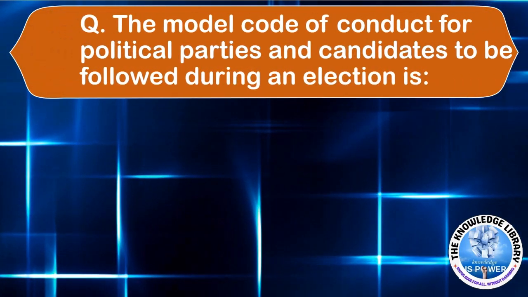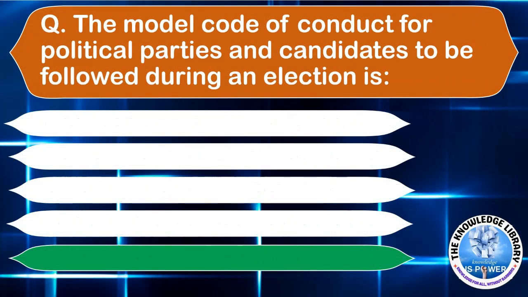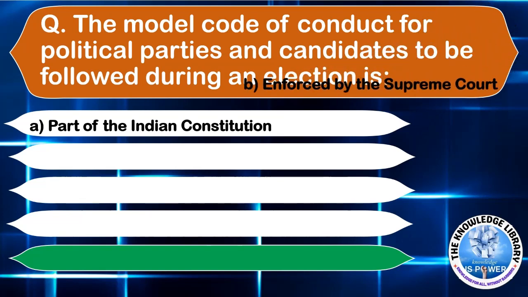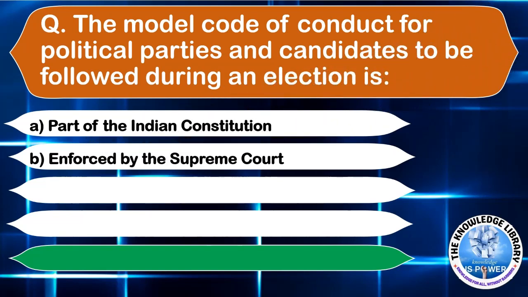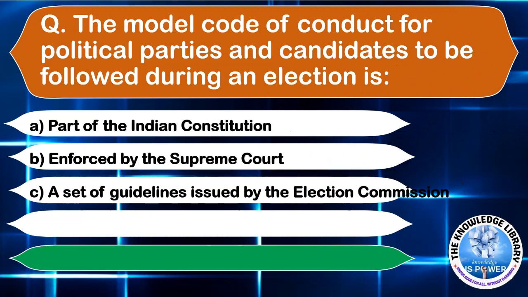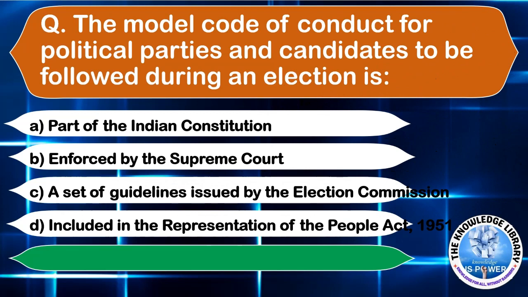The model code of conduct for political parties and candidates to be followed during an election is option A part of the Indian Constitution. Option B enforced by the Supreme Court. Option C a set of guidelines issued by the Election Commission. Or option D included in the Representation of the People Act 1951. The correct answer is option C. Moving to the next question.